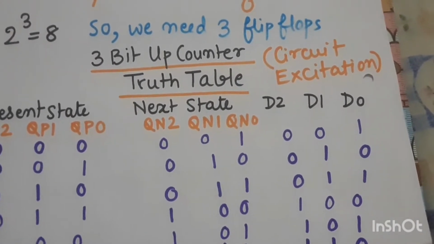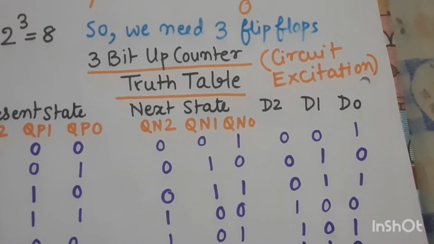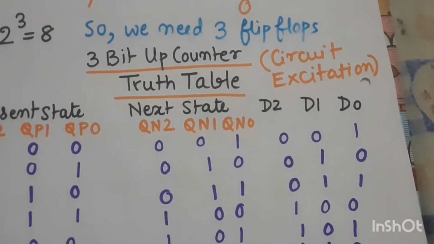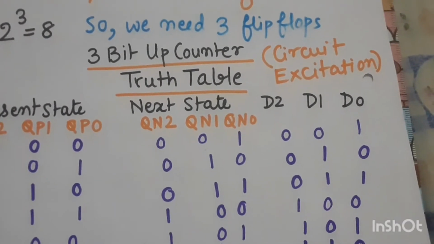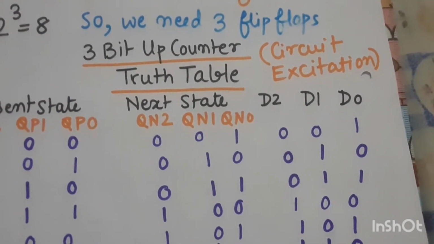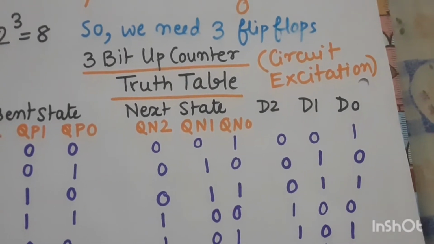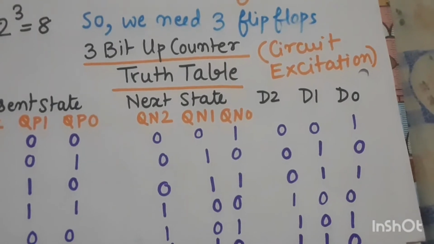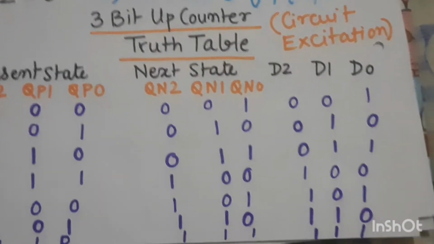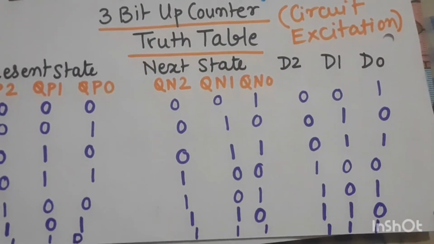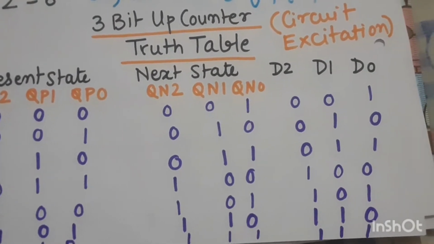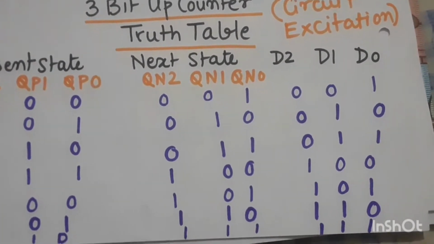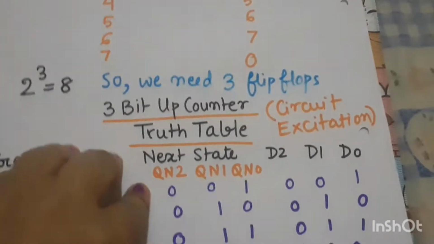So I have the present state, I have the 3 flip-flops. The present state outputs would be QP2, QP1, QP0. The next state outputs would be QN2, QN1, QN0. And what would be the inputs to the flip-flops? D2, D1 and D0. You can see, 0 0 0, 0 0 1, 0 1 0, 0 1 1, 1 0 0, 1 0 1, 1 1 0.